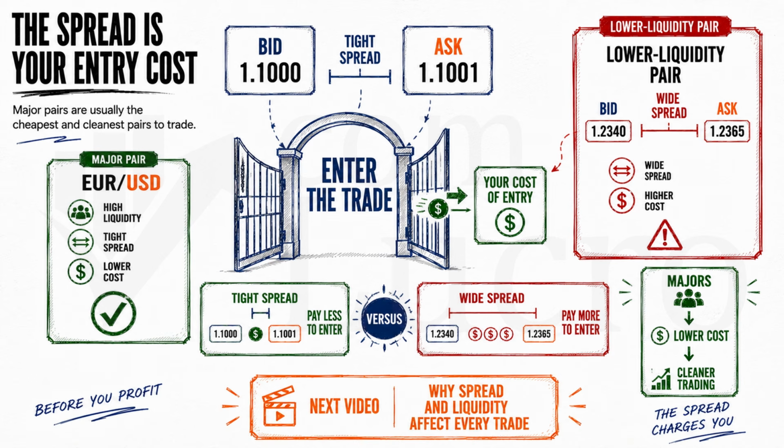That tight spread matters more than a beginner realizes, because the spread is basically your cost of entry on every trade, and on the majors, it's about as low as it gets. We're going to dig into exactly why that matters in the very next video, so for now, just hold on to this one idea. The majors are the cheapest and cleanest pairs to trade, full stop.